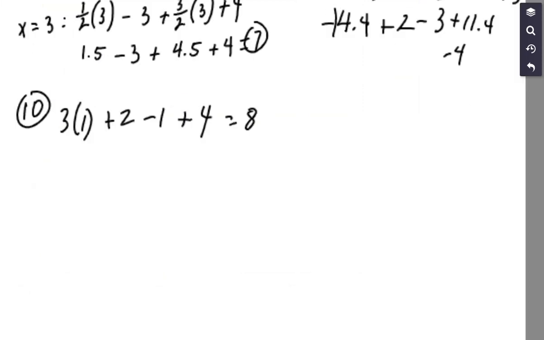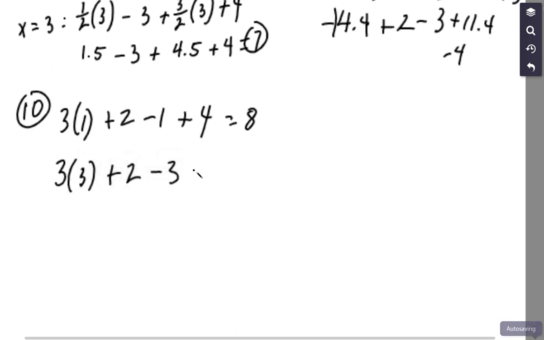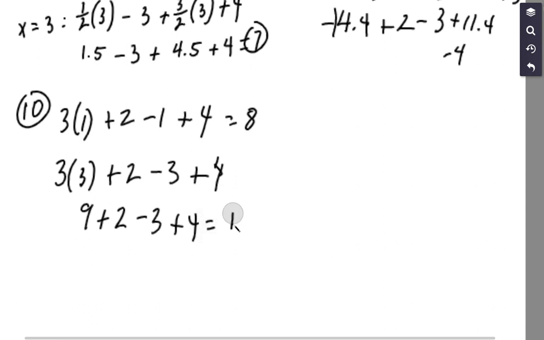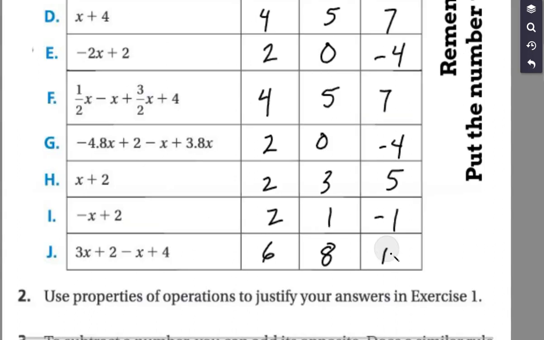And then on mine, I put a 3 in there. So it's going to be 3 times 3 plus 2 minus 3 plus 4. All right, so 3 times 3 is 9. So it's 9 plus 2 minus 3 plus 4. So 9 plus 2 is 11. Subtract that, you get 8. And then 8 plus 4 is 12. Okay, so I'm going to put 12 in here like that.